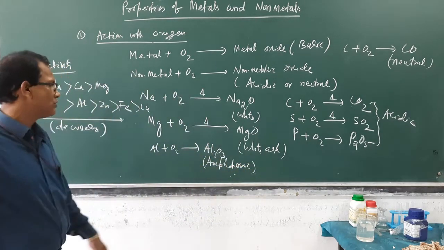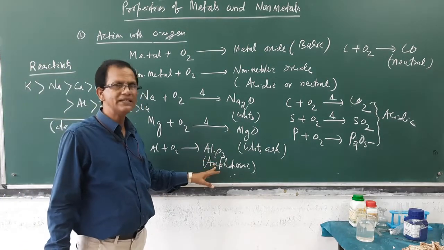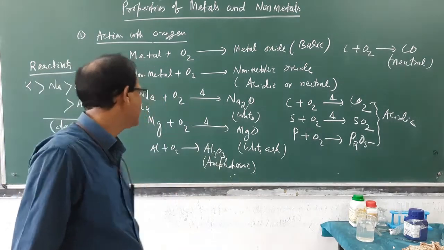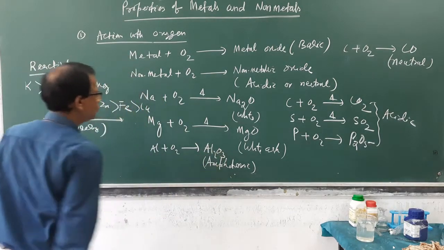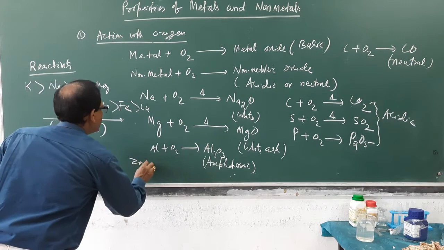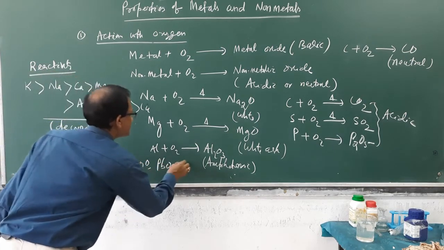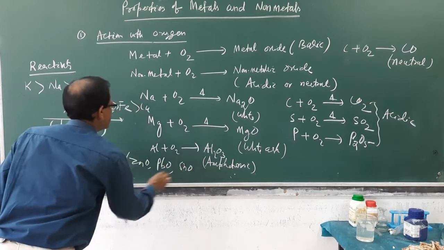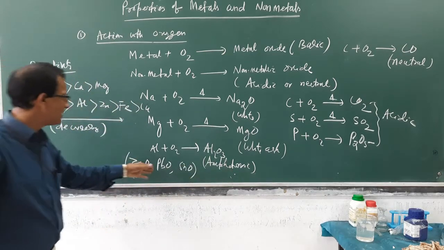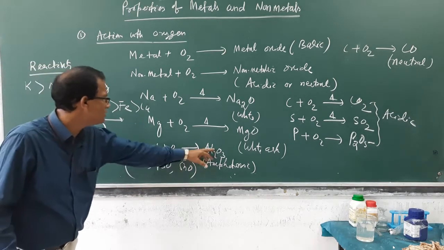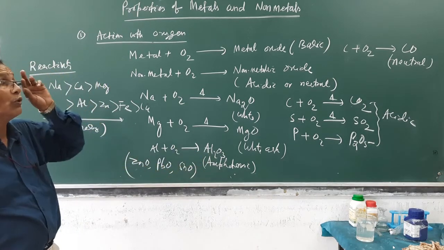What is amphoteric? Showing the properties of acidic and basic character. So some metal oxides are amphoteric. Example, Al2O3, ZnO, PbO, SnO. These are the oxides produced from metals by action with oxygen, but these oxides are amphoteric.